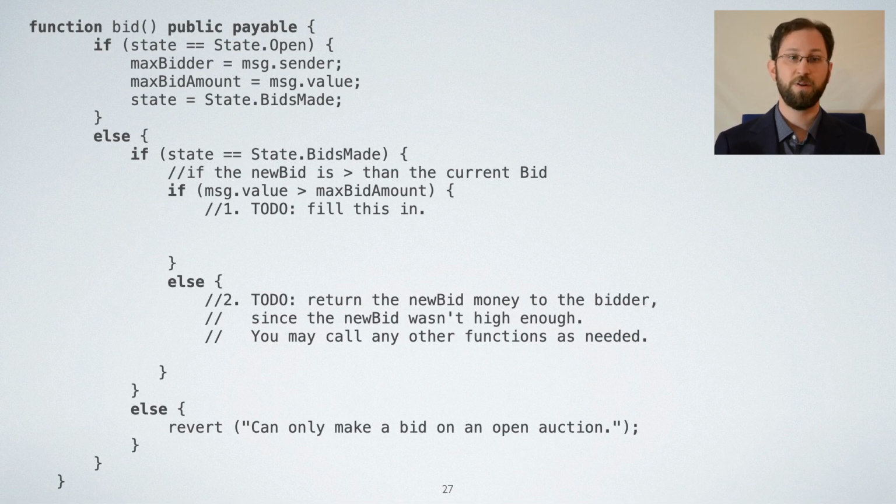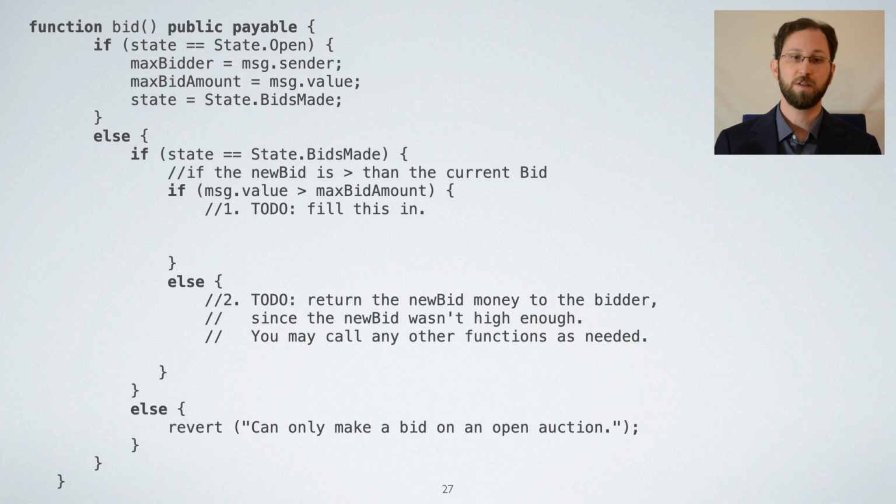So here's the bid function that we gave them as part of this task. And you can see there are these two to-dos here. In the case at the top, where there are no bids taken yet, this is pretty straightforward. We provided them that code. But in the case where this is the second or later bid, we have to see whether the new bid is large enough. And if so, we need to record their new bid. Otherwise, we need to return the bid to the bidder because they didn't bid a large enough amount for their bid to be accepted.